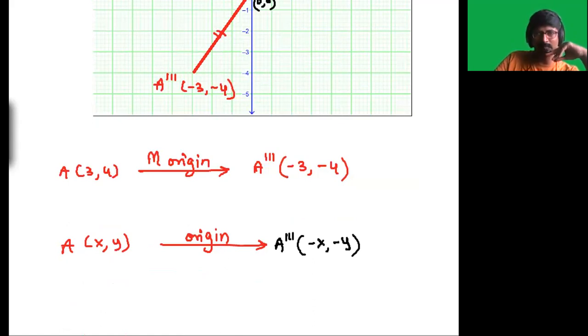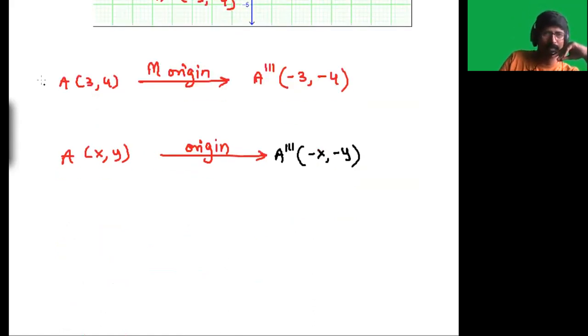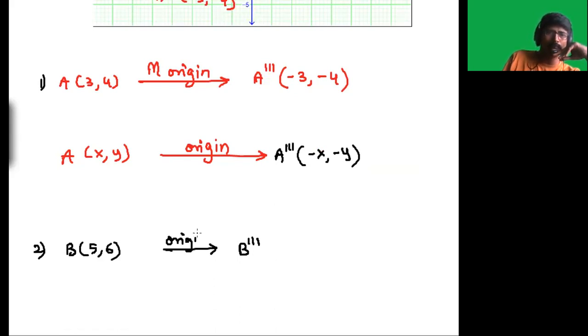If you want to do more examples, this was example number one, and this is example number two. Say B is 5 comma 6. What will be the reflection B triple dash under origin? It will become minus 5. Very nice, perfect. Some people shouted minus 5 comma minus 6, isn't it? Too good.